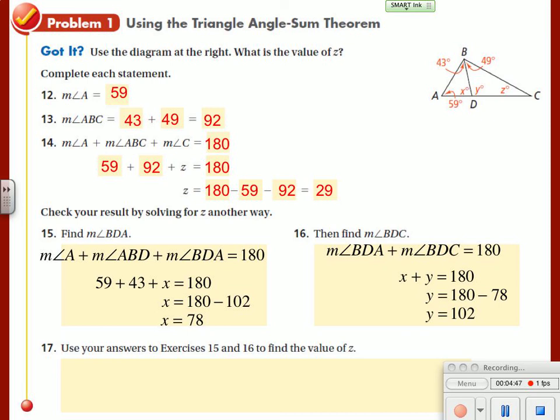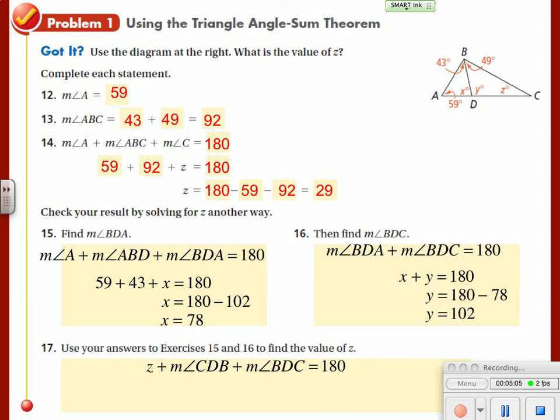As we can continue on, let's now solve for Z. We know that Z plus the measure of angle CDB plus the measure of angle BDC equals 180.